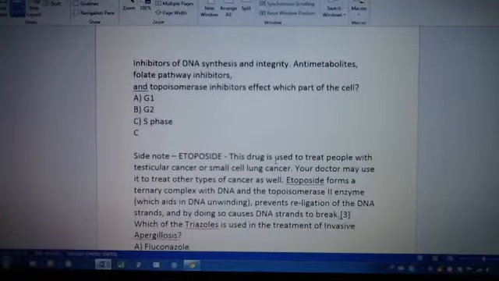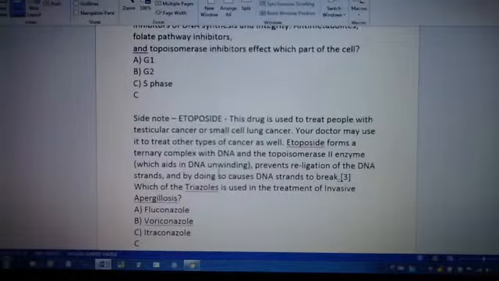Next one, inhibitors of DNA synthesis and integrity: antimetabolites, folate pathway inhibitors, and topoisomerase inhibitors. In which part of the cell cycle? Is it the G1 phase, the G2 phase, or the S phase? The answer is C, it's the S phase. In S phase DNA synthesis occurs, so that's where you have the inhibitors.